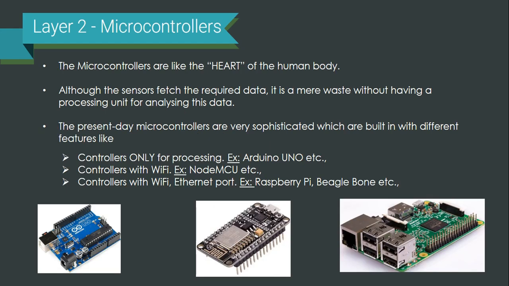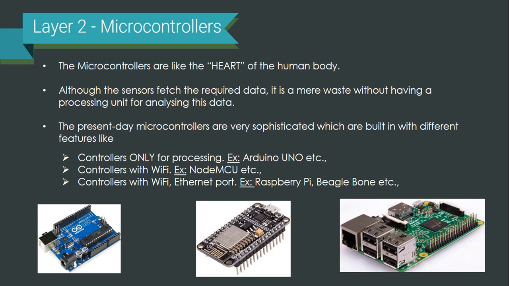The second layer is called the microcontroller layer. The microcontroller is like the heart of the human body. Although the sensors fetch the required data, it is a mere waste without a processing unit for analyzing the data. You acquire the data, and I need to analyze the data. Without understanding the data after analysis, it is not at all useful, after putting so much effort into fetching it. There are so many sophisticated modern microcontrollers available in the market today, ranging from a few hundreds of rupees to a few dollars, which is very expensive as well.